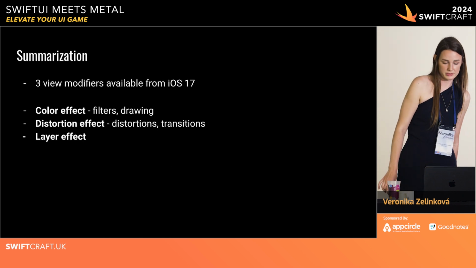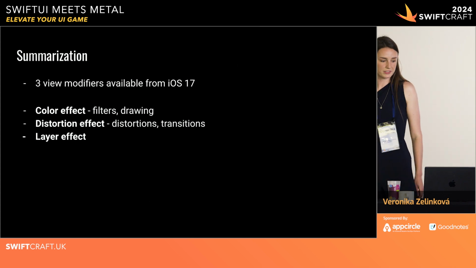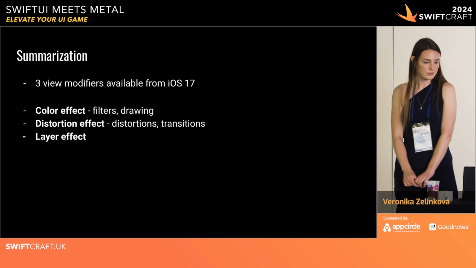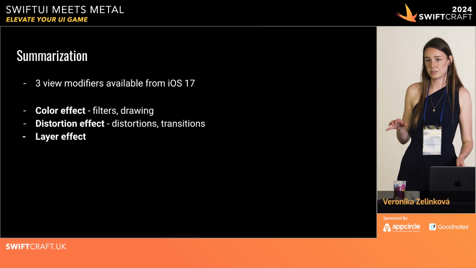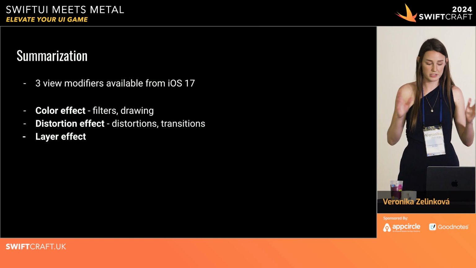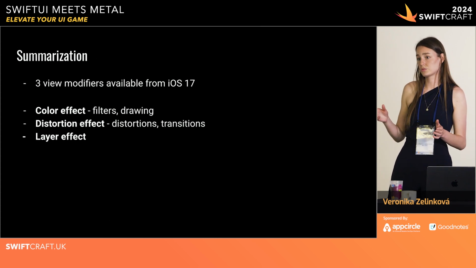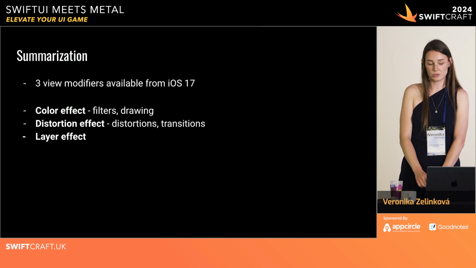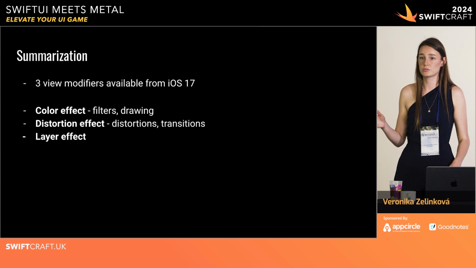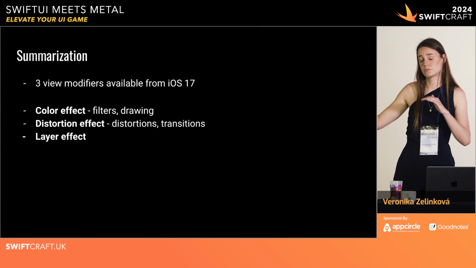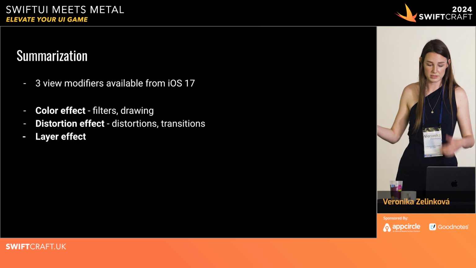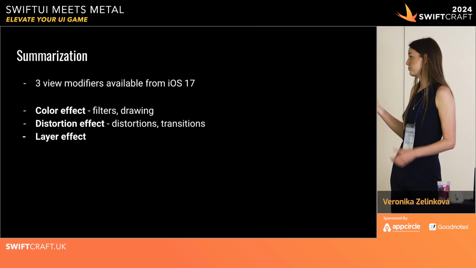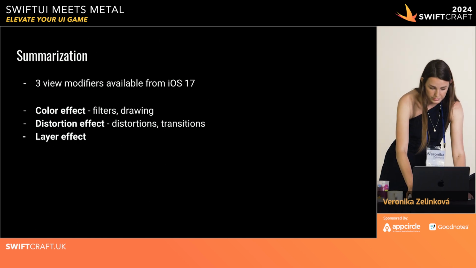So my final thoughts, just to summarize: we got these 3 view modifiers that are available from iOS 17. The first one was the color effect, which we can use to do any filters and effects on textures and images, but we can also do any custom drawing with it. Then we got the distortion effect, which we use to do any distortion, transitions. I saw it used even on transitions between view controllers if you want to create something custom. And then we got the layer effect, with which we can do basically everything.